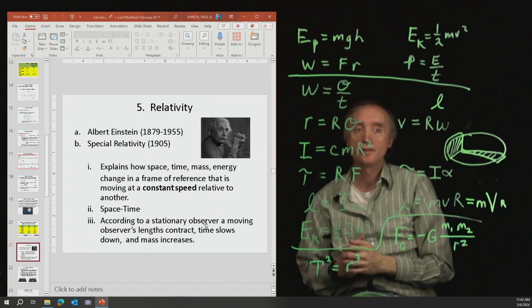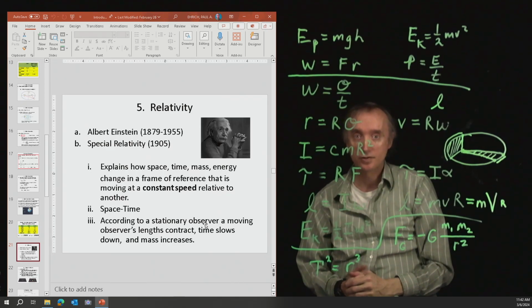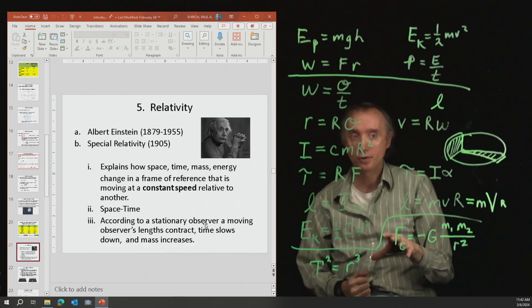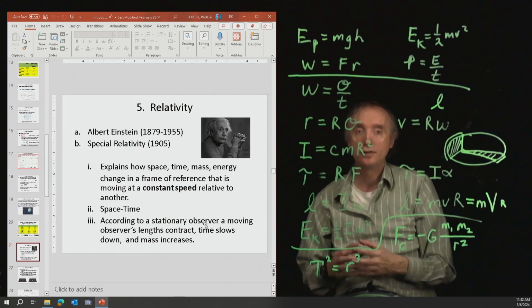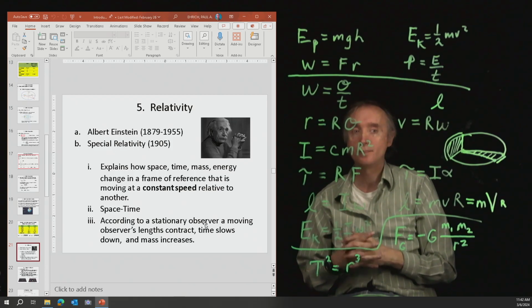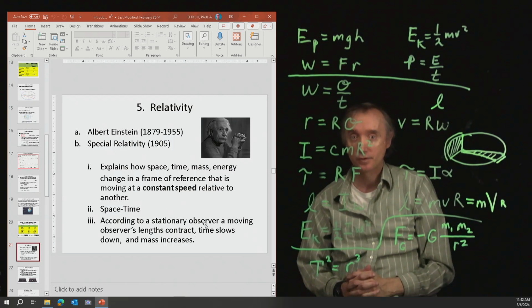But it turned out that that was incorrect. The correct way of viewing gravity is by using the general theory of relativity. You should know who came up with it, Albert Einstein. And you should know what space-time is.